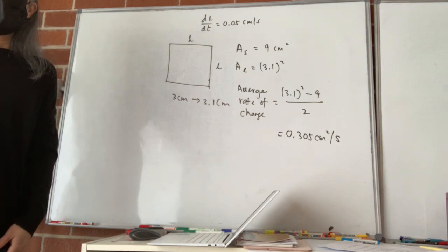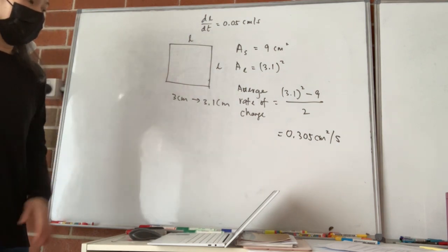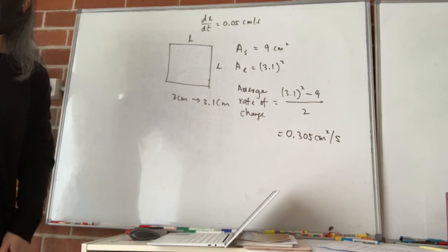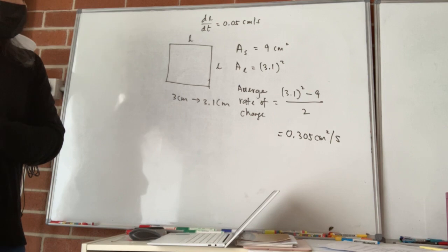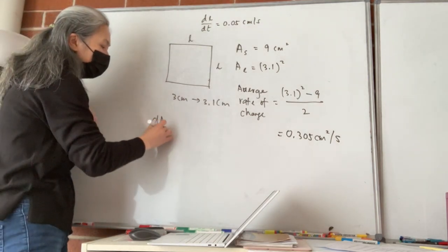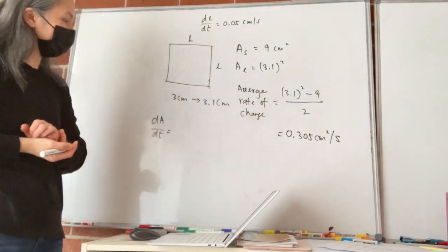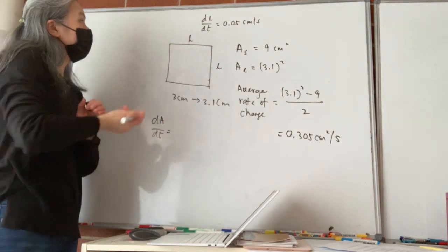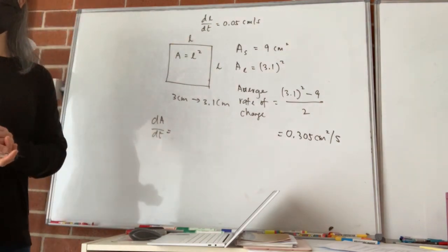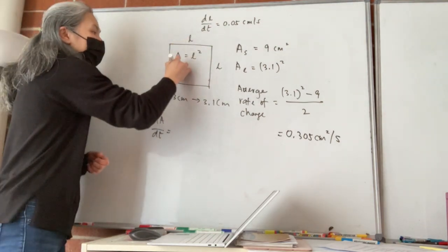And then part B is what we have been working on. Find the instantaneous rate of change when the length is 3.1. So that means you are looking for dA dt. The area formula is A equal to L squared. Then you're able to find dA dL.